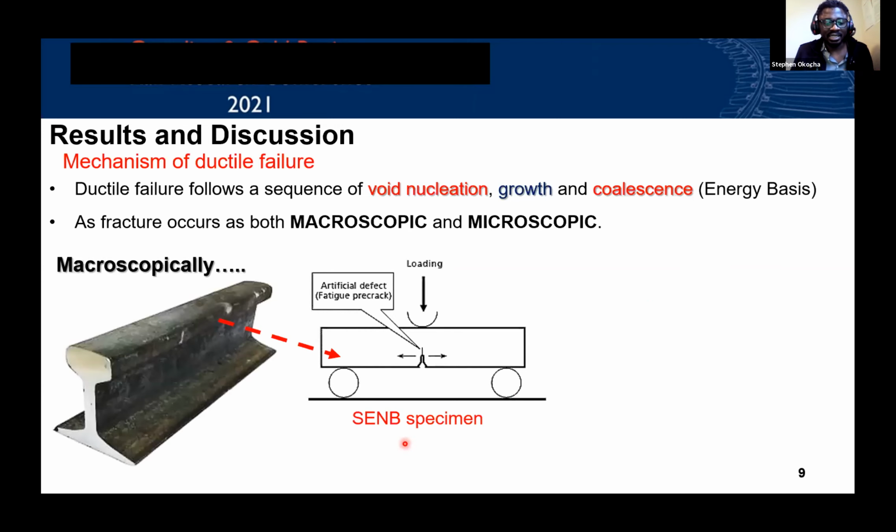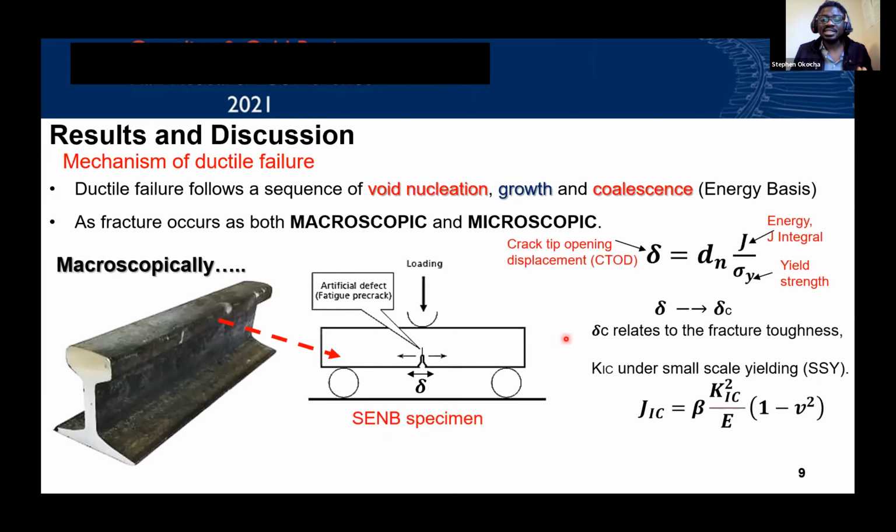If we take a single edge notch bending sample and perform quasi-static loading on it, we have a parameter which we call the crack tip opening displacement. The crack tip opening displacement is equivalent to the ratio of the energy and the yield strength. And then when that crack tip opening displacement becomes critical, we know that fracture has occurred, and that relates to the fracture toughness. But when we look at materials that obey the small scale yielding criteria, then we can also get another model which says that the critical energy to cause fracture is also equivalent to the square of the fracture toughness divided by the modulus.